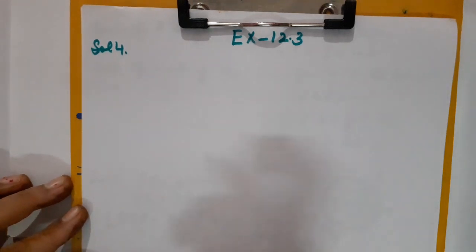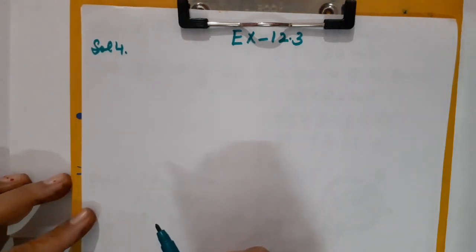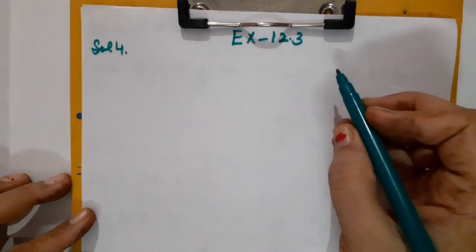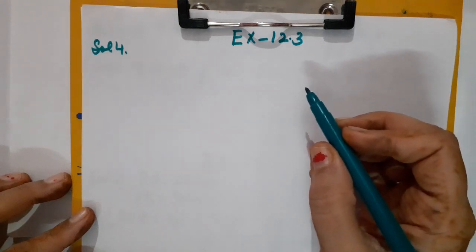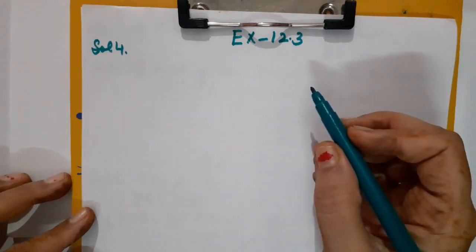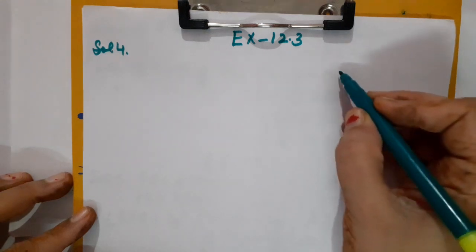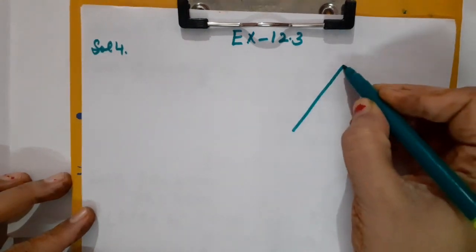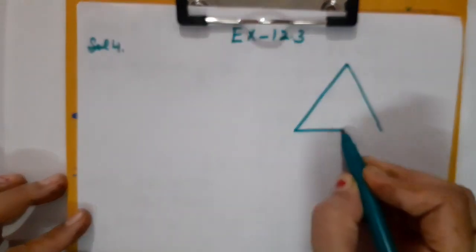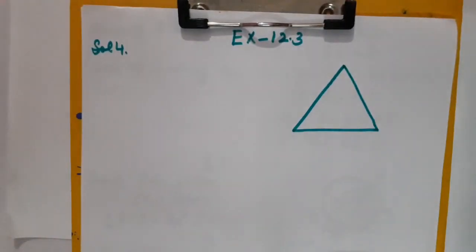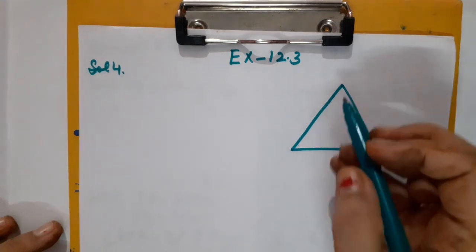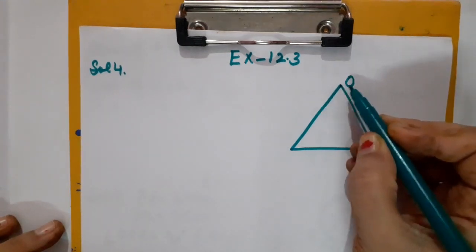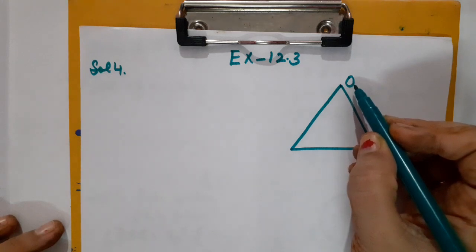I am going to read the question. Question number 4 says, find the area of the shaded region in the given figure where a circular arc of radius 6 cm has been drawn with vertex O of an equilateral triangle. So first of all, this is an equilateral triangle drawn. Here it is said that there is an arc, a circular arc of radius 6 cm, drawn with the vertex O. So this is vertex O of an equilateral triangle.